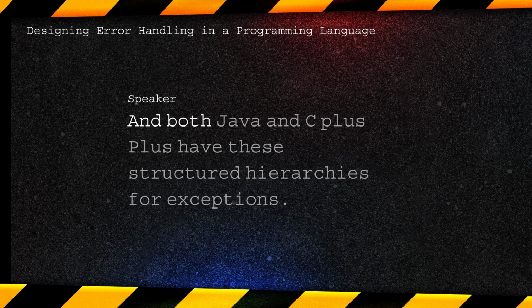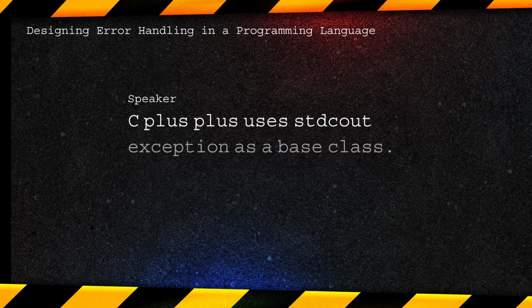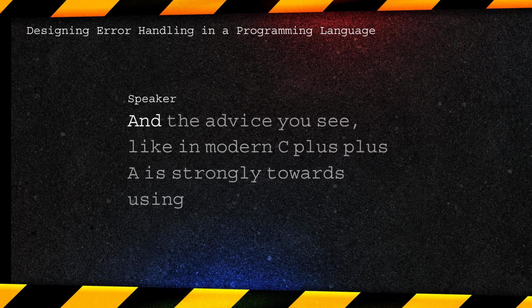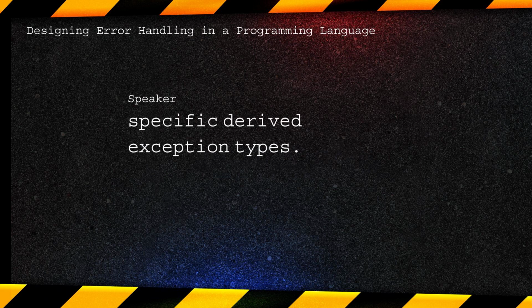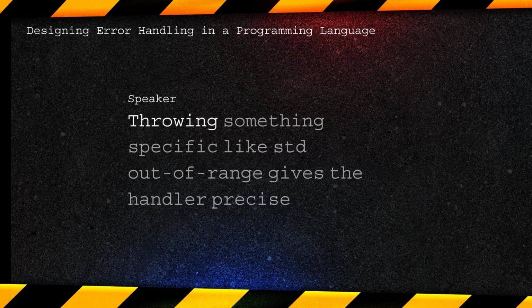Makes sense. And both Java and C++ have these structured hierarchies for exceptions, right? It's not just one generic "something went wrong" signal. Yes, definitely. C++ uses std::exception as a base class, and the advice you see, like in modern C++, is strongly towards using specific derived exception types. Don't just throw a generic std::runtime_error for everything. Throwing something specific like std::out_of_range gives the handler precise information.